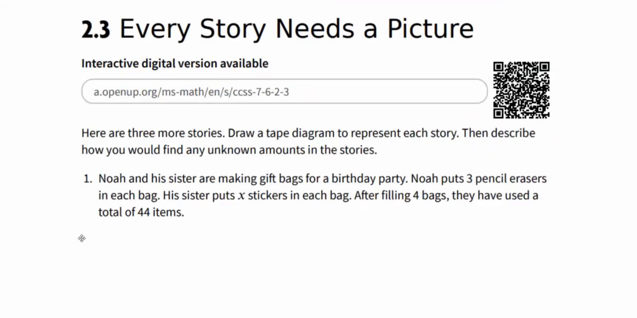Okay, let's look at problem 2.3. Every story needs a picture. So now we're going to be making the tape diagrams that represent the story. Here are 3 more stories. Draw a tape diagram to represent each story, then describe how you would find any unknown amounts in the stories.